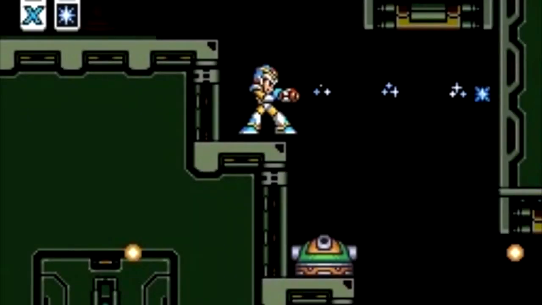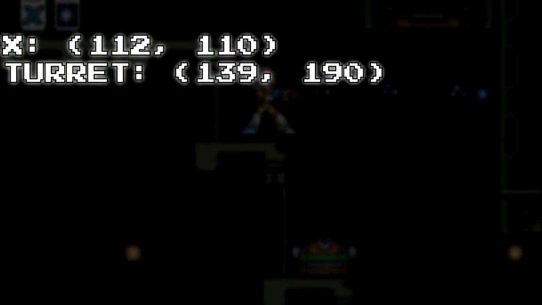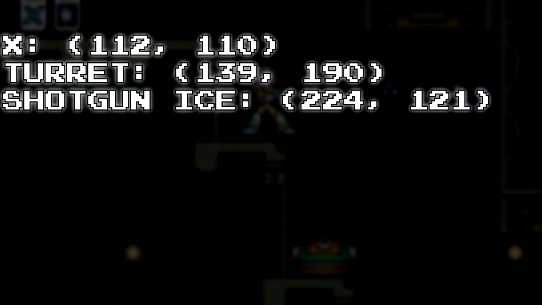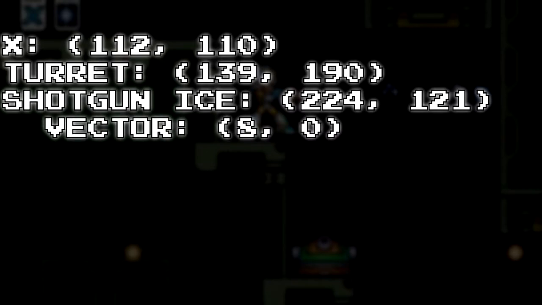I want to look at this moment from Spark Mandrill's stage in Mega Man X. It contains a number of mechanics. First, you can see some data. X himself has a position. There's an enemy, and that enemy has a position. X is shooting a projectile, and that projectile has a position, and it has a vector.